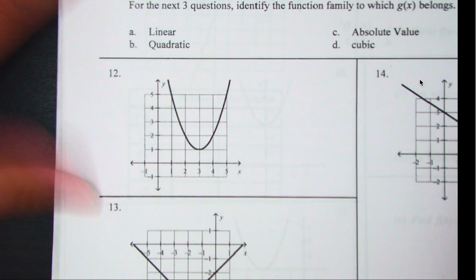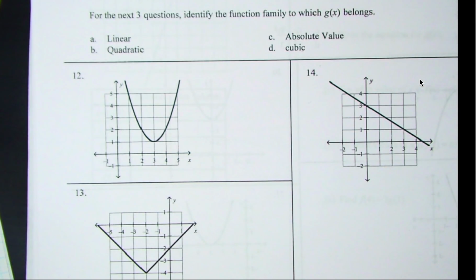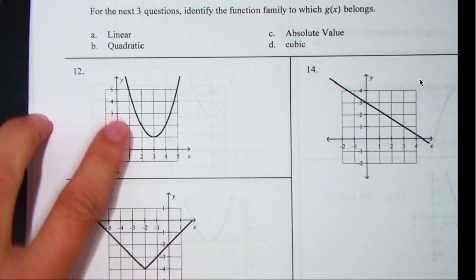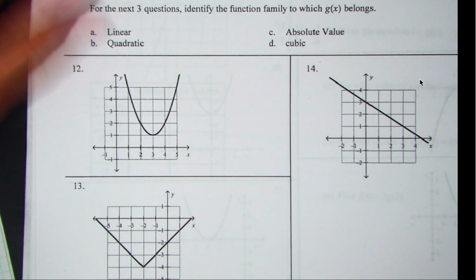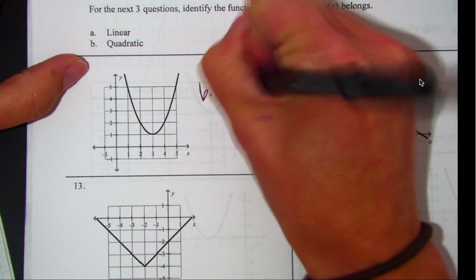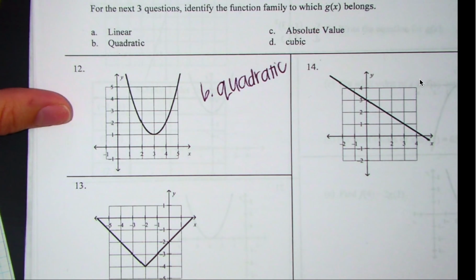Number 12, 13, and 14, they're just asking us to identify the function family. So for 12, this is a parabola. This is going to be our quadratic function. So my answer is B for number 12.